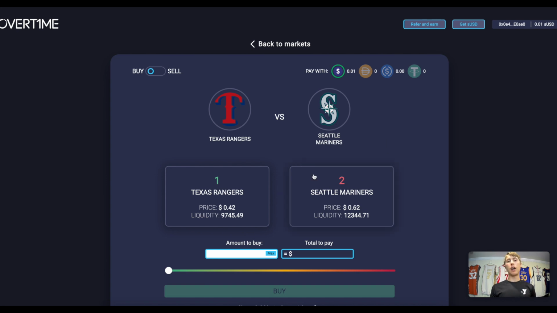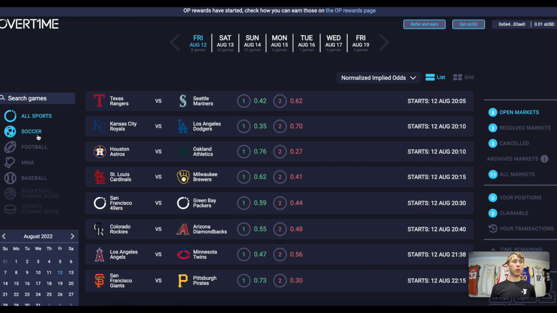At any given time after you purchase one of these tokens, you can go and sell the token. So with these tokens, the highest it can go is $1 and the lowest it can go is $0. You can also select different sports. You can do soccer, football, MMA, baseball. It's not just a specific sport.